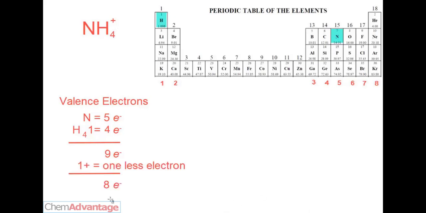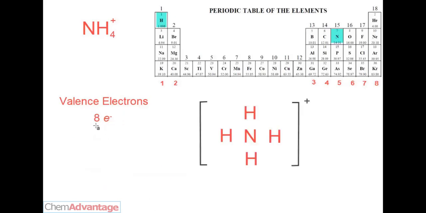So we can just say with a 1+ charge, it's missing an electron. It's got one more proton than electrons in this thing. So we're back to an even number, 8 electrons. Okay, all is good with the world. We can do a Lewis dot structure without having to really worry.